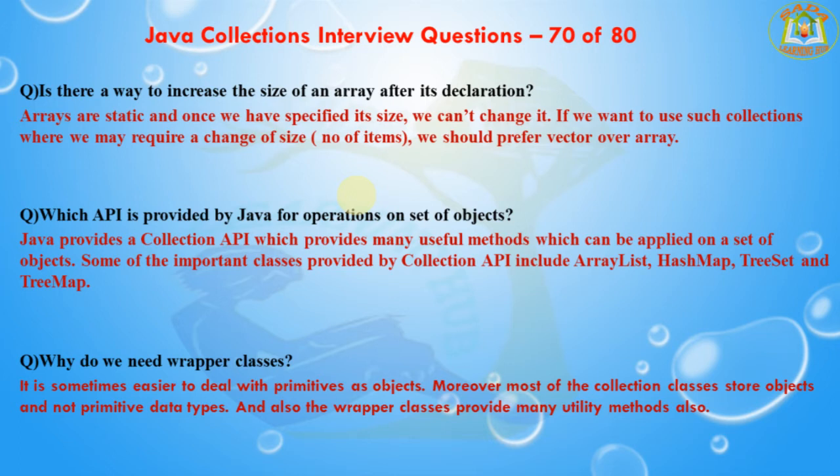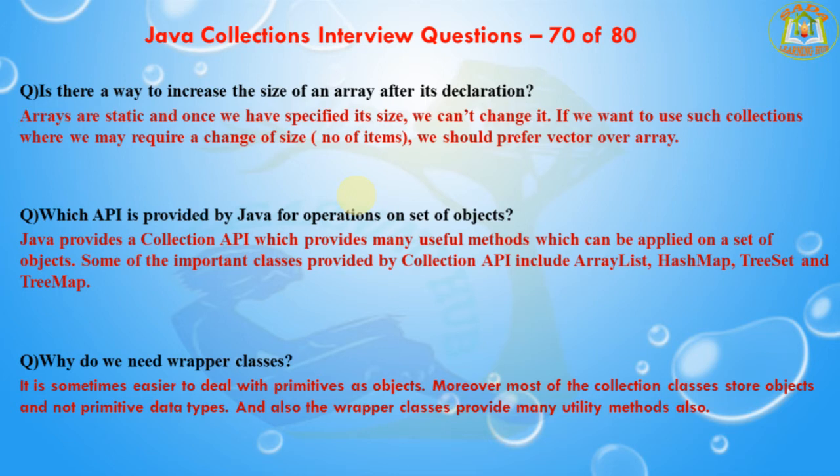Java provides a Collection API which provides many useful methods which can be applied on a set of objects. Some of the important classes provided by the Collection API include ArrayList, HashMap, TreeMap, and TreeSet, etc.